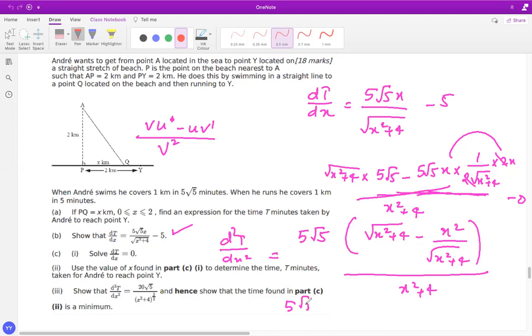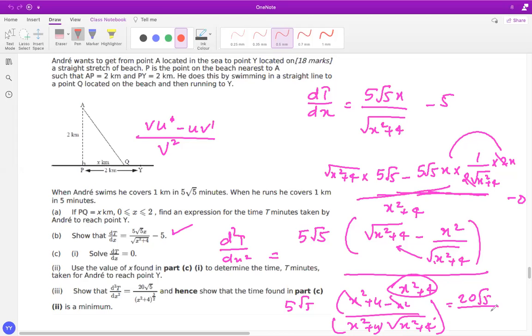So 5 root 5, if you take the LCM of this, times this is x square plus 4 minus x square over x square plus 4 as it is in the denominator, and then times root x square plus 4. So here x, this and this get cancelled, and you get the answer as 20 root 5 over root x square plus 4 times x square plus 4, which is nothing but x square plus 4 to the power 3 by 2. So this is your double derivative.